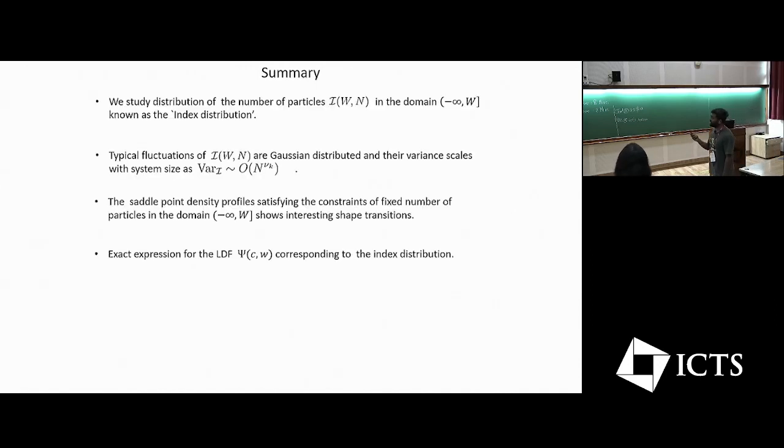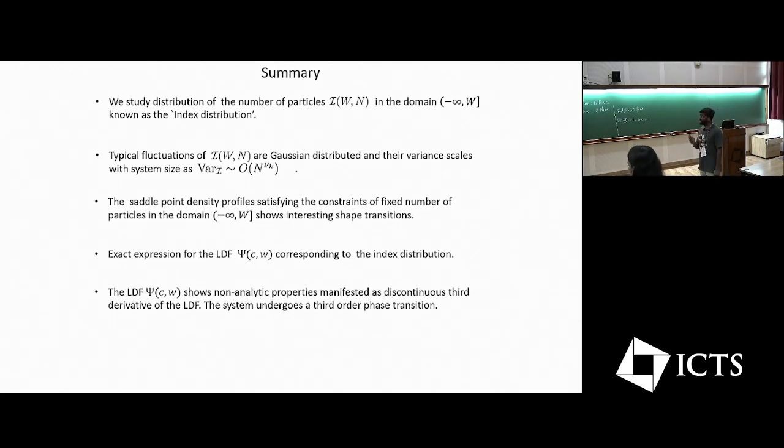So in summary, we have computed the index distribution for an interacting system. We find that the variance is Gaussian and proportional to n to the power nu k. And we find an interesting third order phase transition, which is actually present for long-range systems also, but that happens at C equals C star. Thank you.